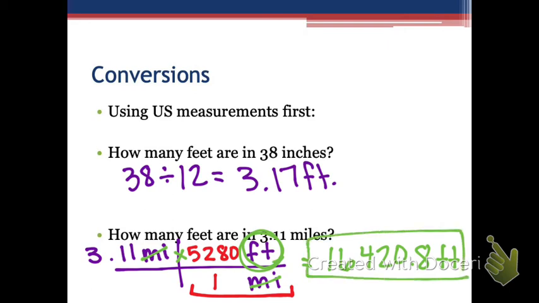Okay, and that's it. Does that answer seem reasonable? Were we expecting to have a big number here? Yeah, right? Because there's a lot of feet in 1 mile, let alone in 3.1 miles. Okay? Tell me, what questions do we have about the chart?